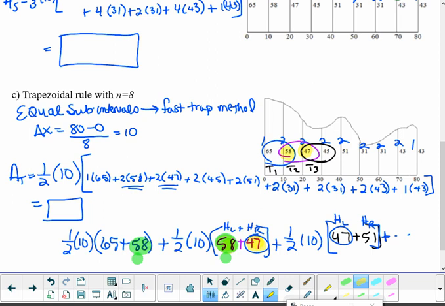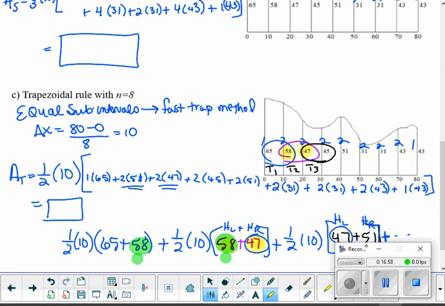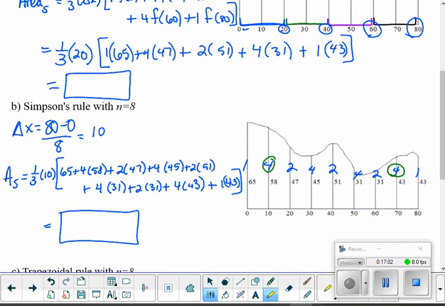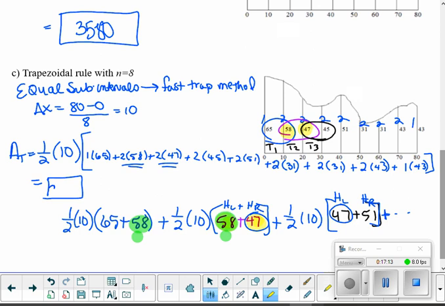All right, answers. Let me hit pause, and I'm going to go look up these answers that I promised you, unless you've already done them. Okay, we got sums here. On the very first one, this came to 3480, 3580, and lastly, trapezoidal came in at 3600.